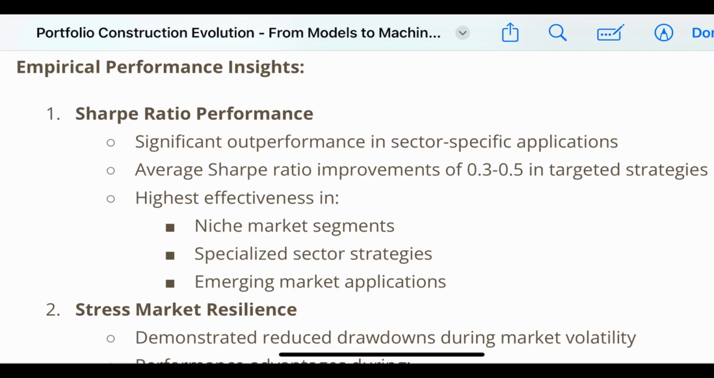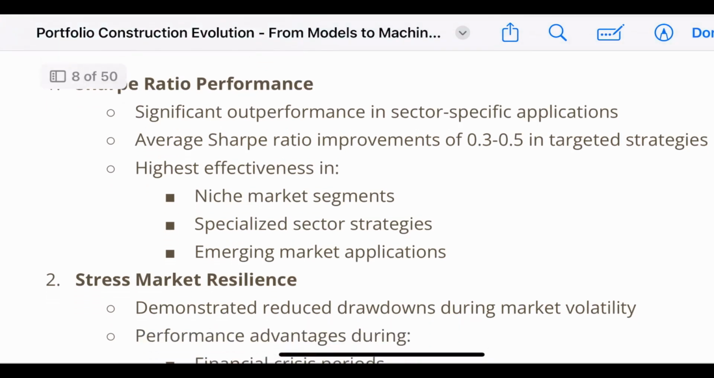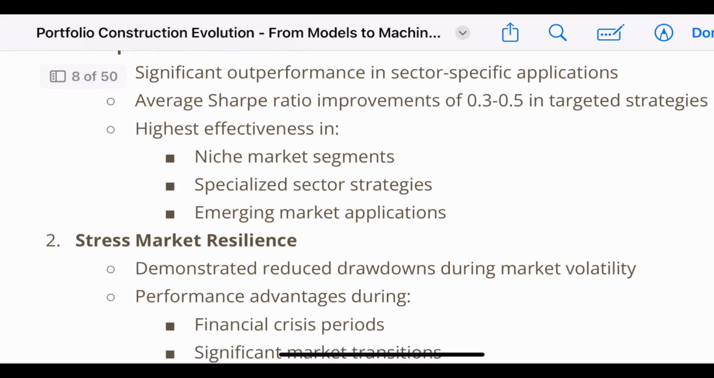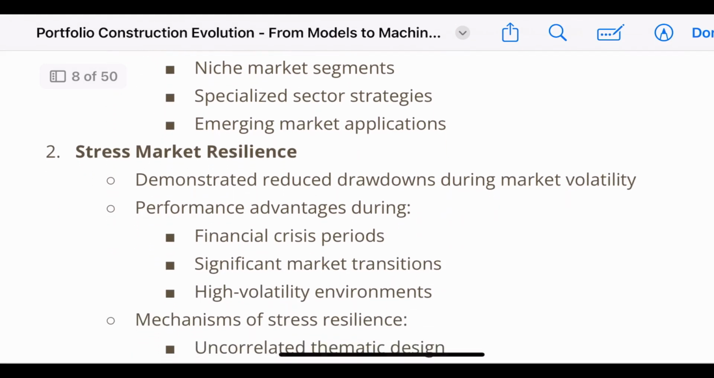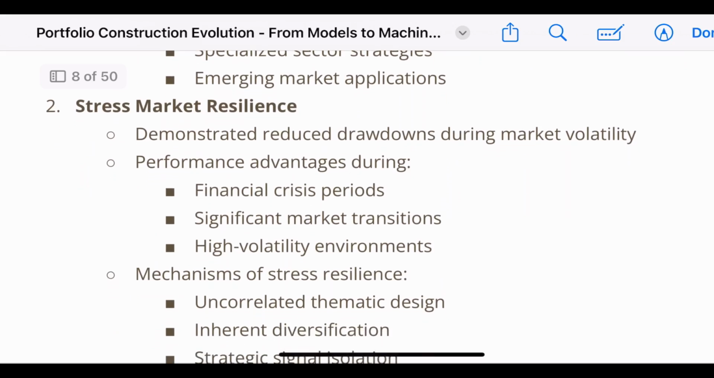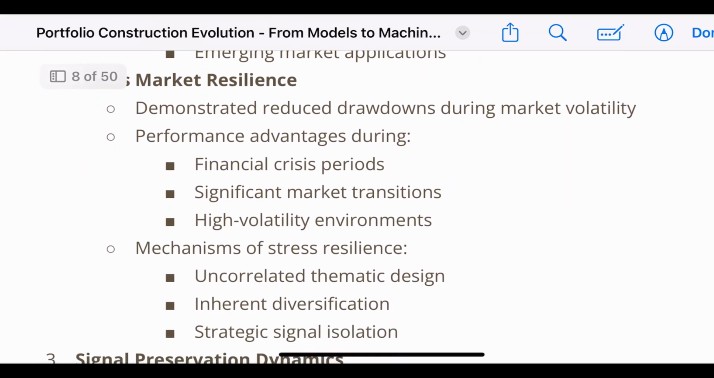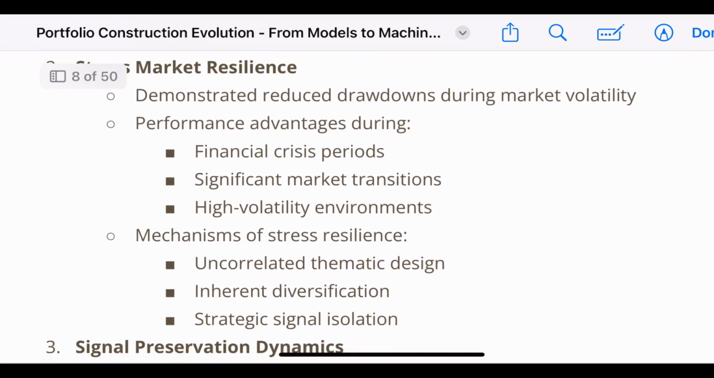One common measure of risk-adjusted returns is the Sharpe ratio. And when you look at Sharpe ratios, model-based portfolios show a lot of promise, particularly when applied to specific sectors or niche markets. We typically see Sharpe ratio improvements of like 0.3 to 0.5 in targeted strategies like those renewable energy and emerging market examples we talked about earlier. But what's even more impressive, I think, is how those portfolios performed during a really volatile period, like the 2008 financial crisis. Oh, yeah, that's a great point.